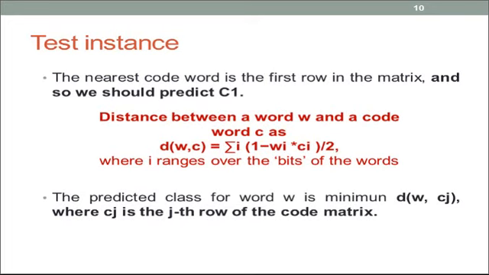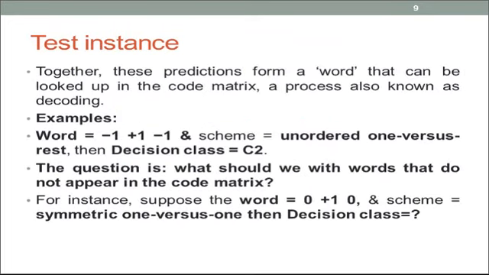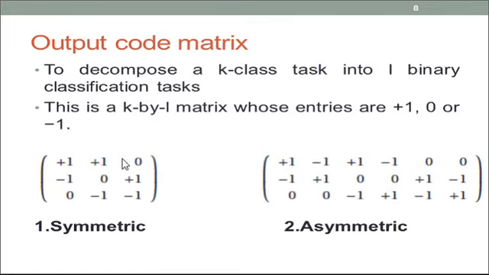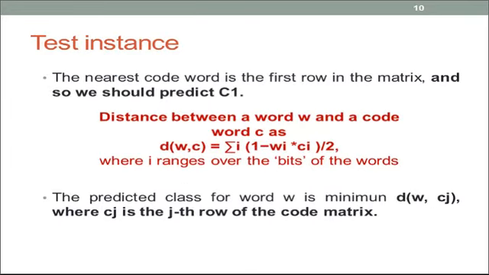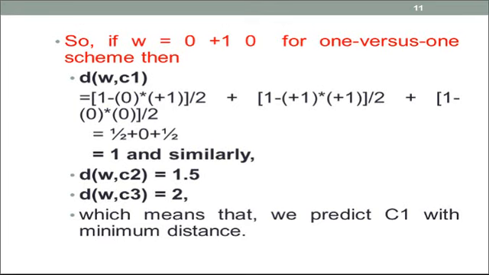If you see the output code matrix, 0, +1, 0 is more similar to this row, so it is matching with the C1 class, the first class. So we can implement any code using this small algorithm for the distances and predict the class for that word.